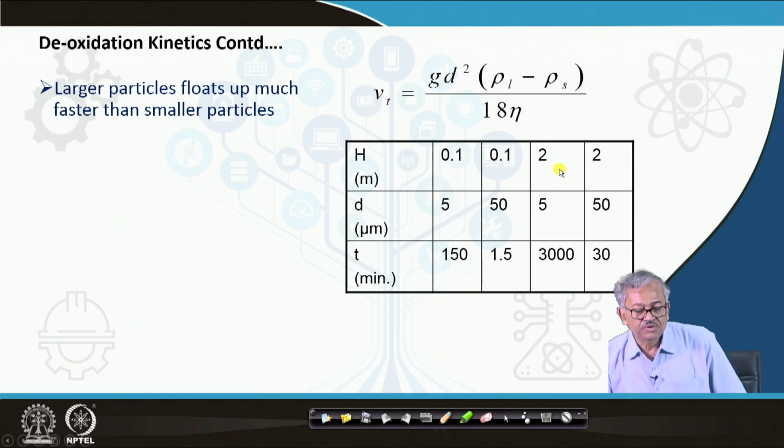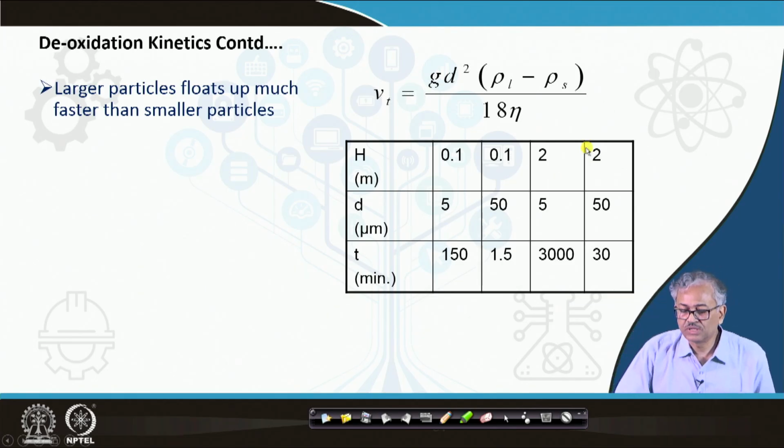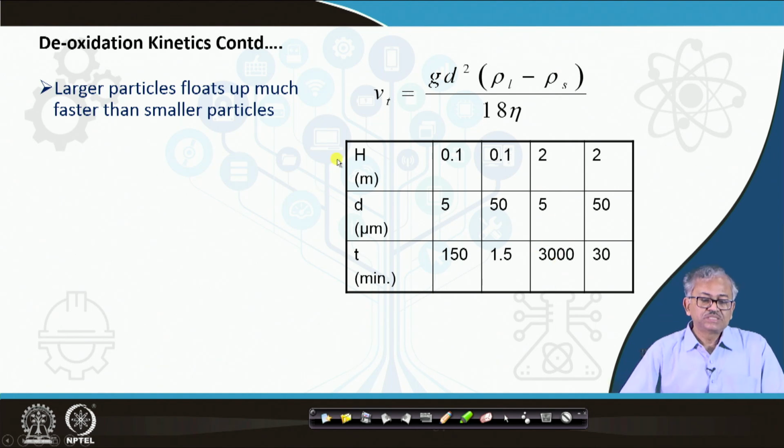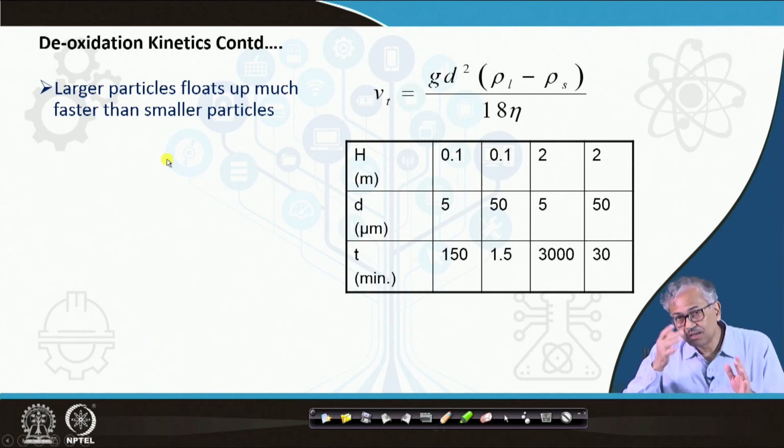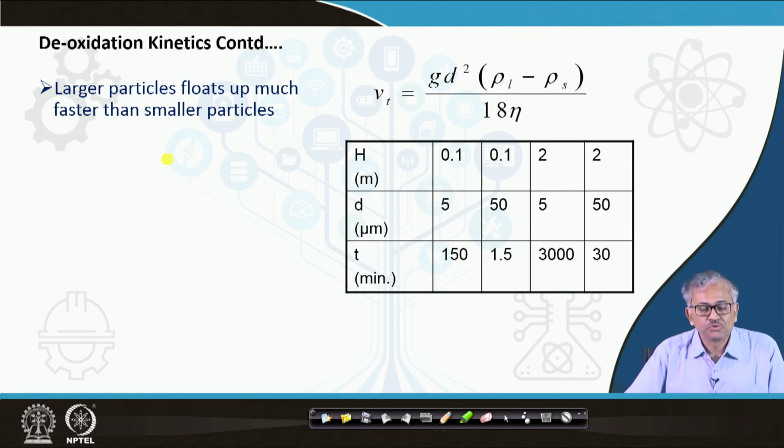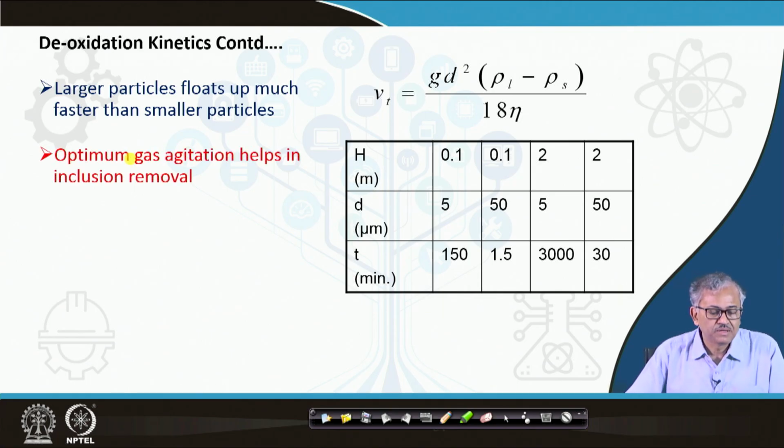Similarly, for example, with a 2 meter height, the 50 micrometer inclusion will take only 30 minutes, whereas the 5 micrometer inclusion will take 3000 minutes. So here again it is 100 times. You can see that the larger particle will float up much faster compared to the smaller particle. So we have to see how to make the inclusions bigger, such that they can easily float up during the processing time.